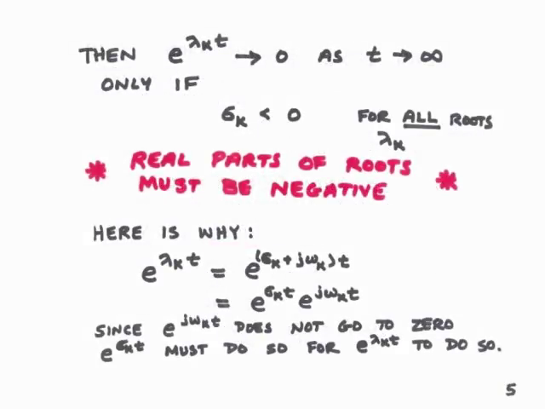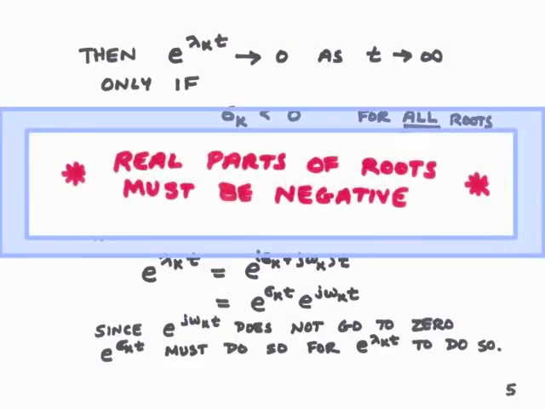In terms of this notation, it's clear that e to the lambda k t will go to 0 as t goes to infinity only if sigma k is less than 0 for every root lambda k. So that gives the important condition for asymptotic stability. The real parts of the roots must be negative.